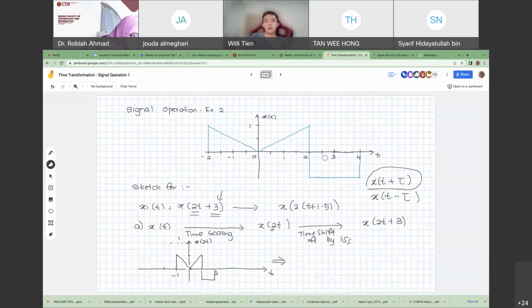So usually the t here is t, not 2t like in our case. So this means we have to convert it into the standard form. So in the standard form it will be x... that's this one. Okay, so let me do it something like this. So the shifting is actually 1.5.